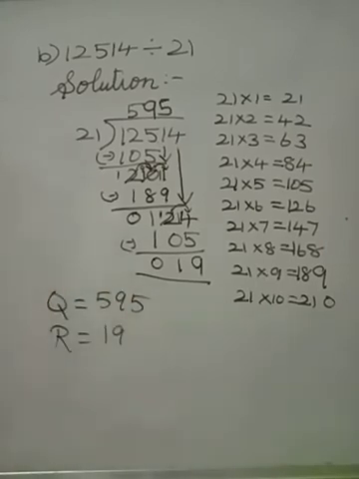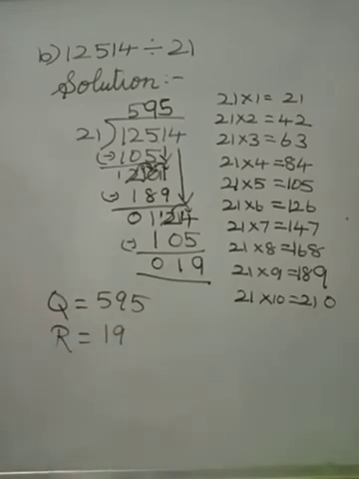Did you understand, if the 2 digit divisor has been given, how to do the division sum? Okay? Yes. So now 2 sums have been over. I will give you some more sums dividing by tens, hundreds and thousands.